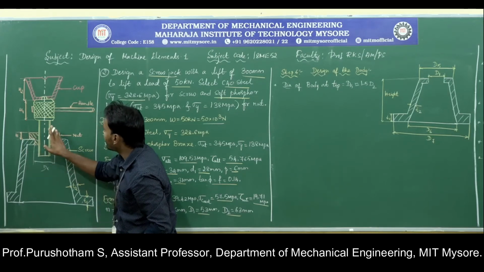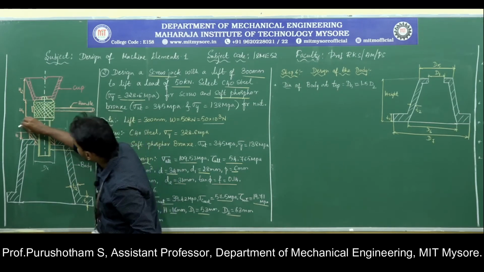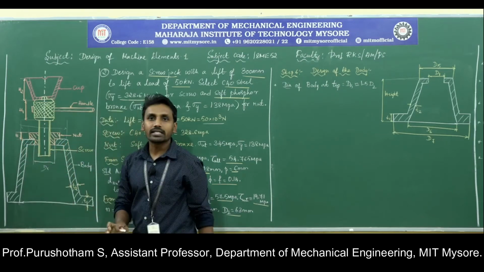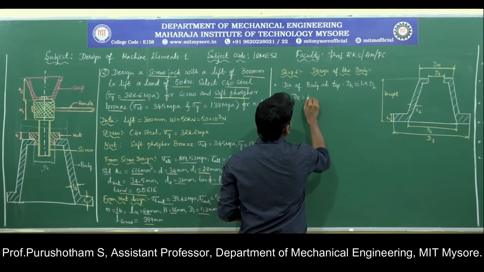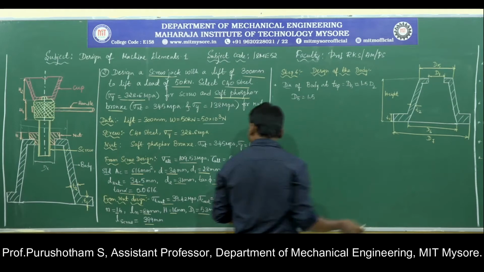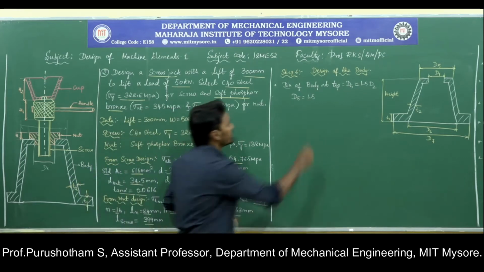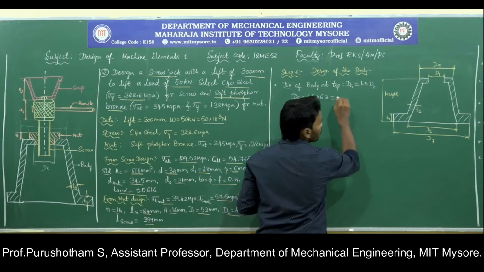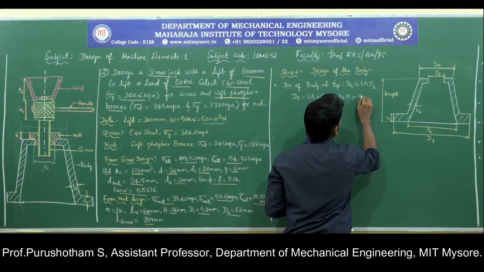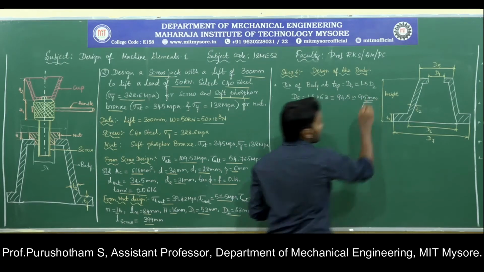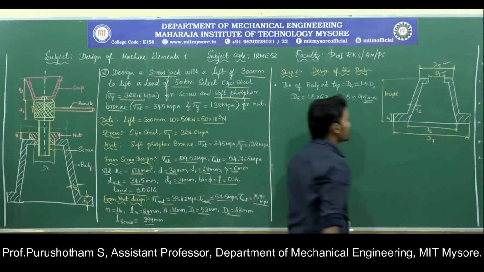With respect to the D2 diameter, we are going to calculate D5. D5 is given by 1.5 times D2. The D2 value is already known: in the nut design, we found D2 to be 63 mm. Simplifying this, we get 94.5 mm, which is approximately 95 millimeter. So D5 is also done.